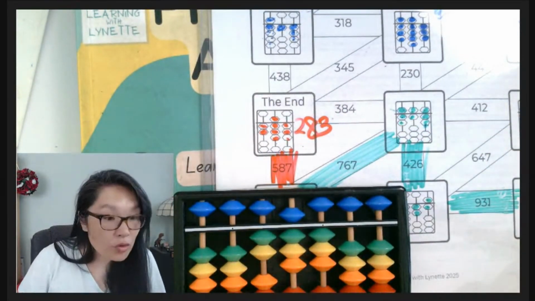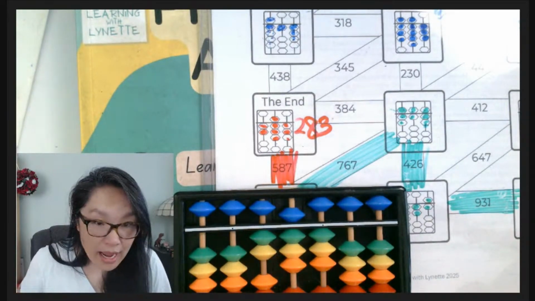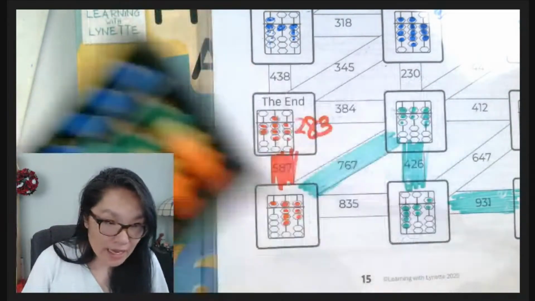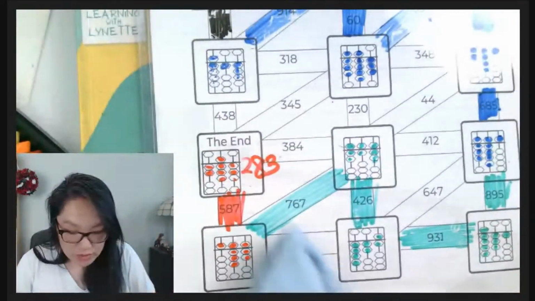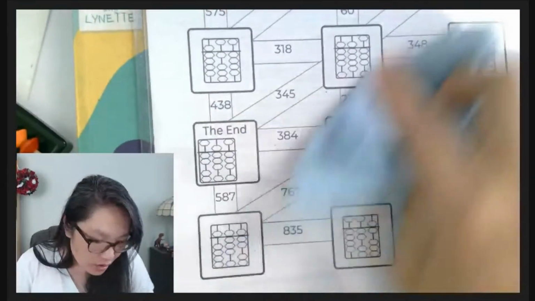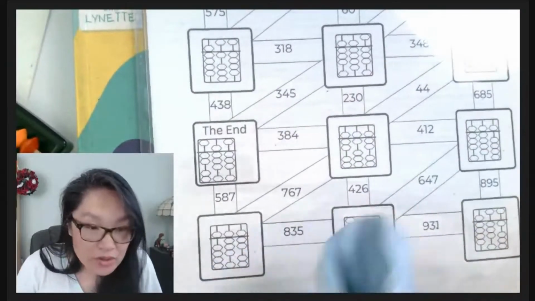That was okay. So now we understand how to read the abacus. After we learn how to read the abacus, what's next? Now what we can do is start adding and subtracting. After we add and subtract, then we can go into multiplication. Because what is multiplication?